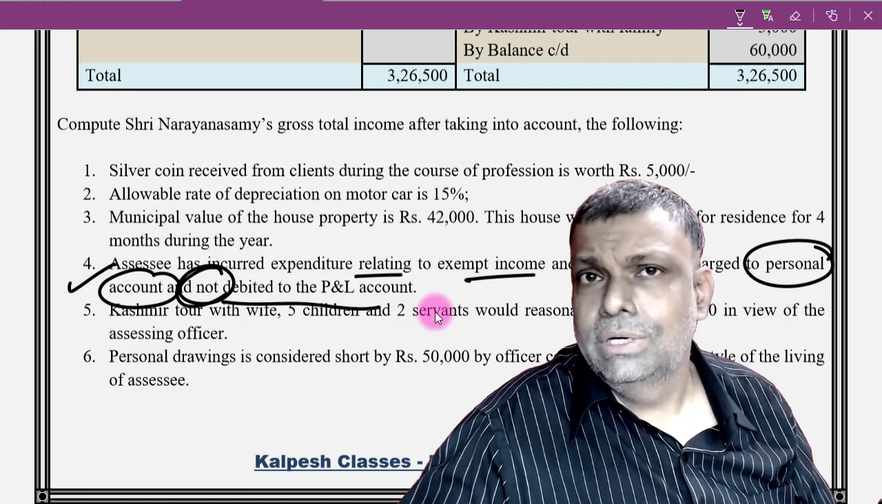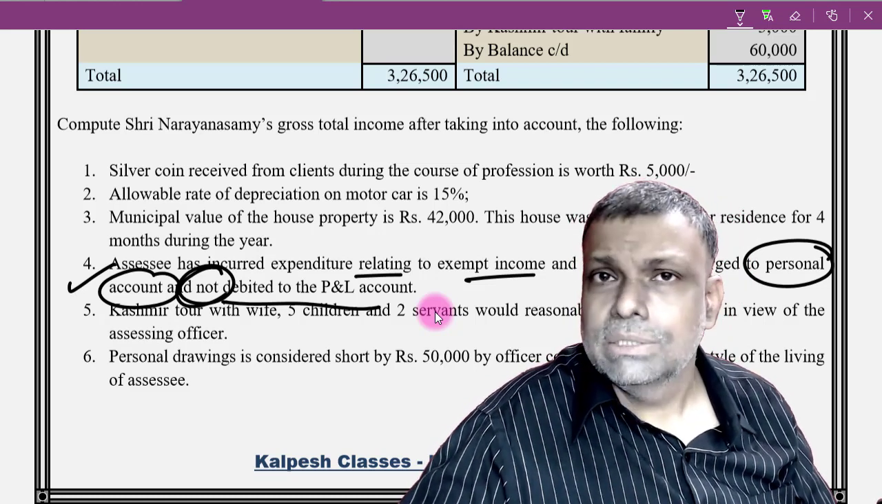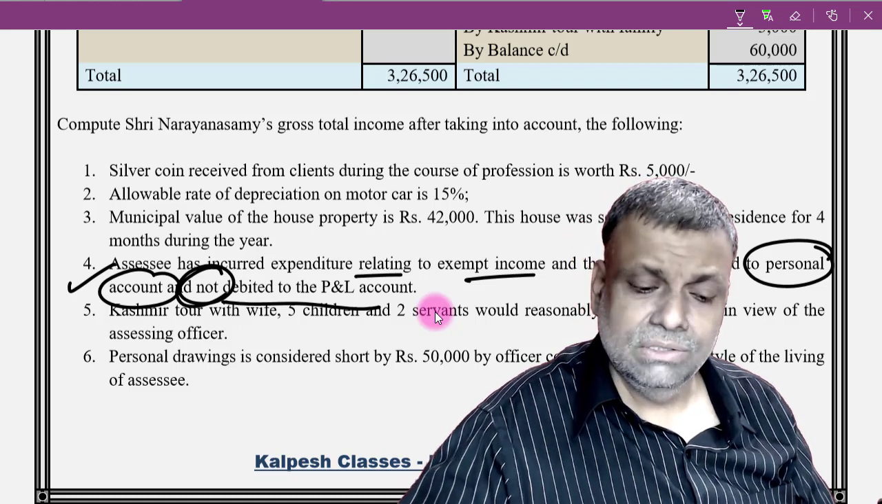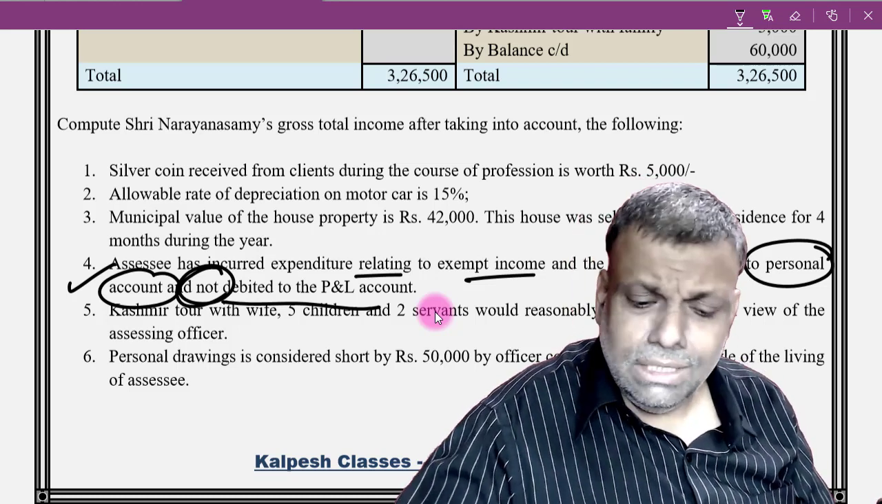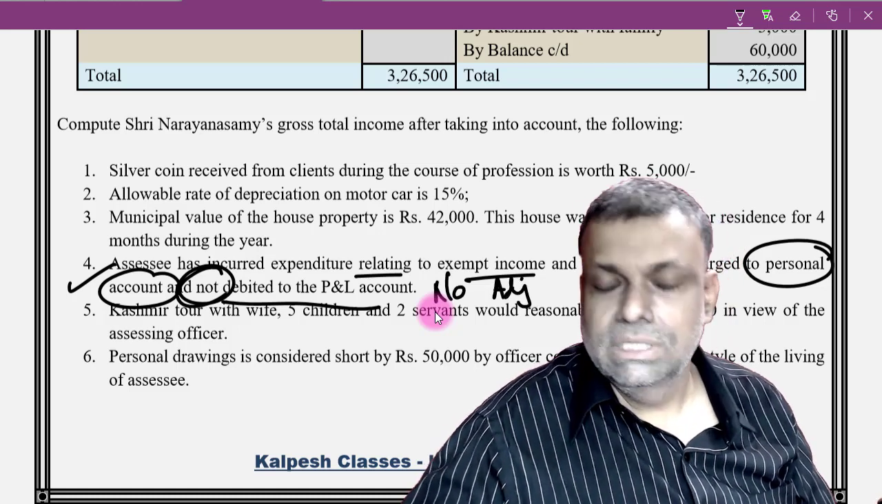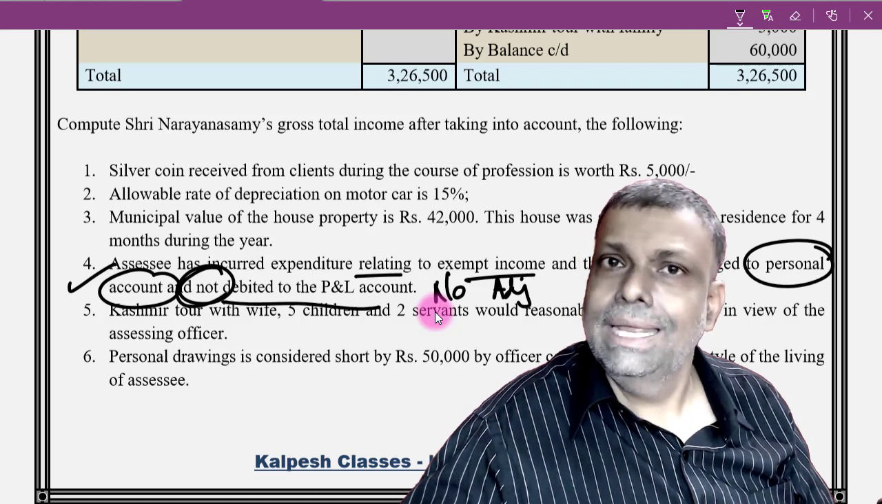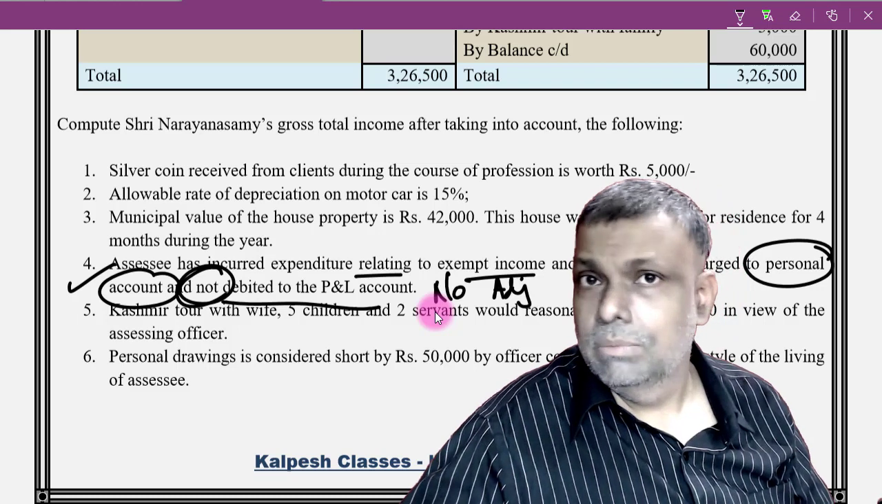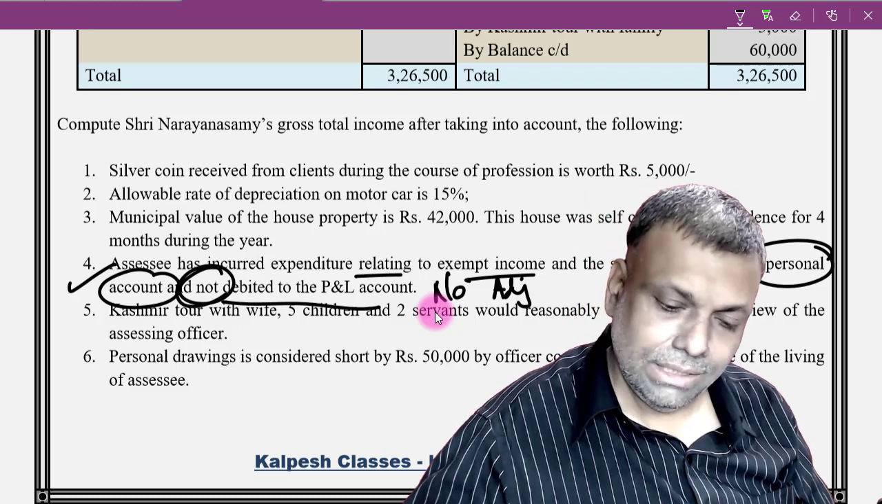Because I have already not claimed it in my income expenditure or receipt payment account which is given to me, that's okay, fair enough. It is not debited to the P&L, and that is the reason I don't require any adjustments, because it is anyway not allowable, and anyway it is not there in the receipt payment. So no adjustments is required, but the clear-cut note has to be given.